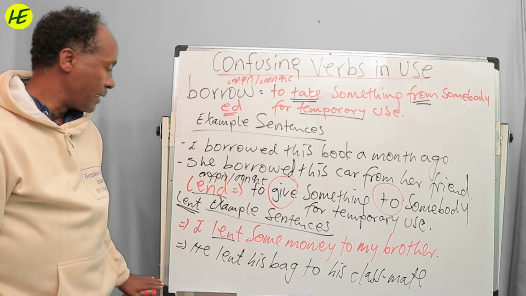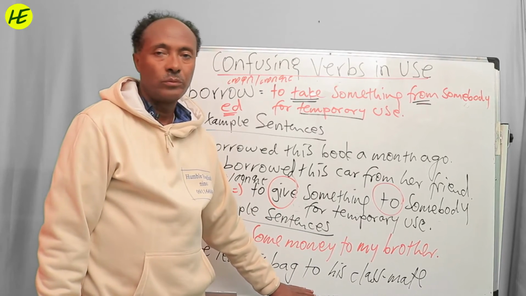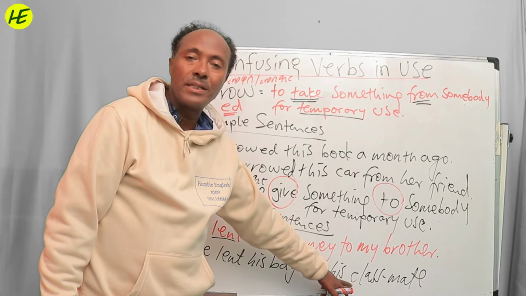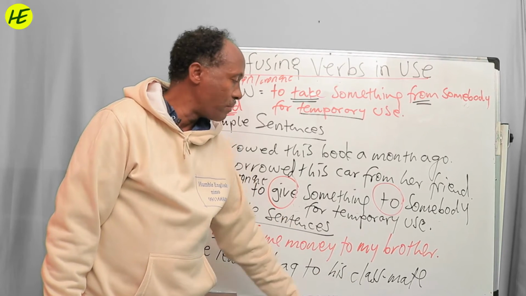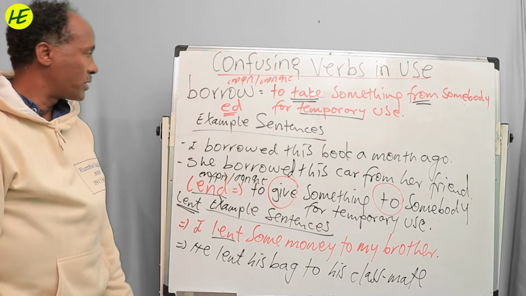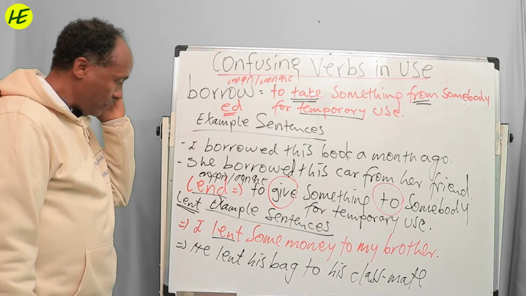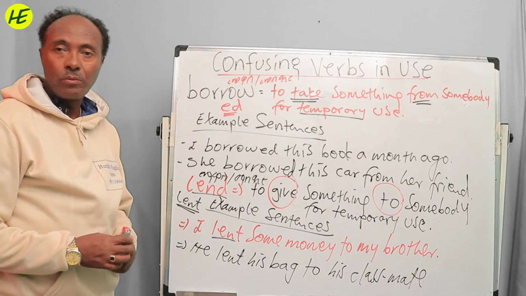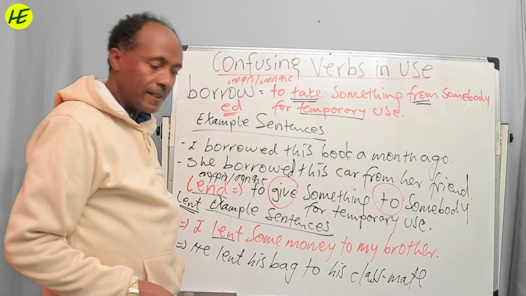How do we know he's his class friend, classmate? Because the word classmate is there, right? So this can be two examples for lent. I hope you got that informative.